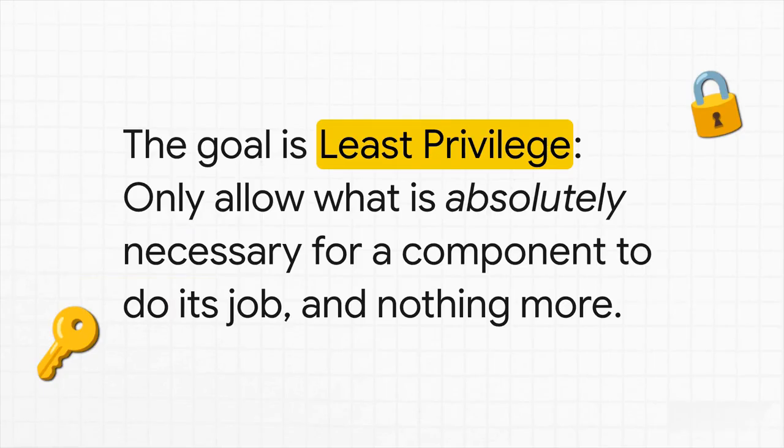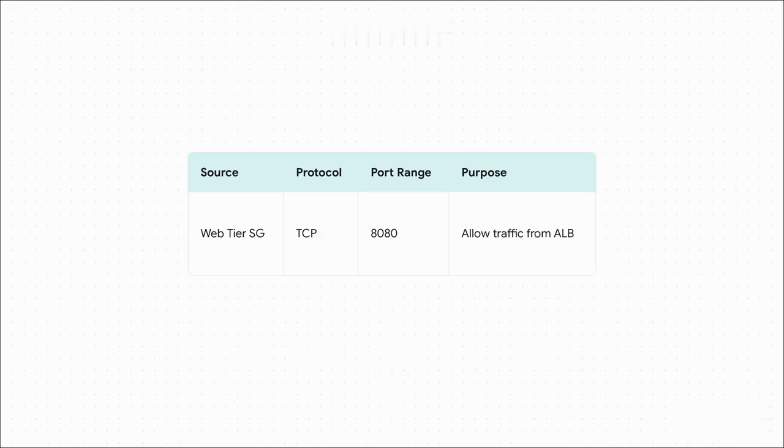And all of this leads us to the single most important, the golden rule of all of security. It's called the principle of least privilege. And the philosophy is incredibly simple. You grant only the absolute minimum permissions needed for something to do its job and nothing more. And this right here, this is a perfect illustration of that principle in action. Just look at the security group for our application tier.